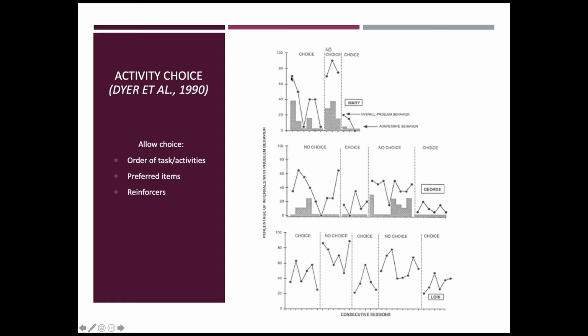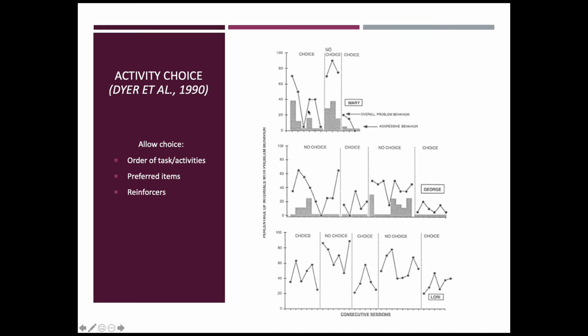So when choice is provided for this individual, you see problem behavior. It's sort of variable, but it lowers over time. They go back to a no choice phase. You see problem behavior come up pretty high, and then you go back to choice and problem behavior is reduced. And they show that across 3 individuals.